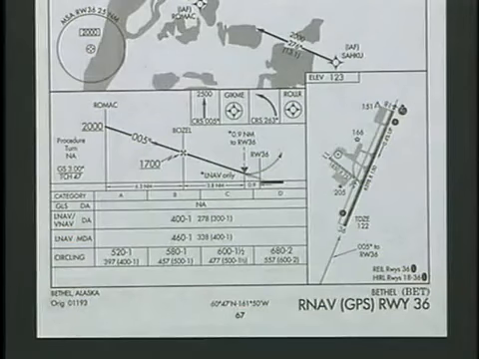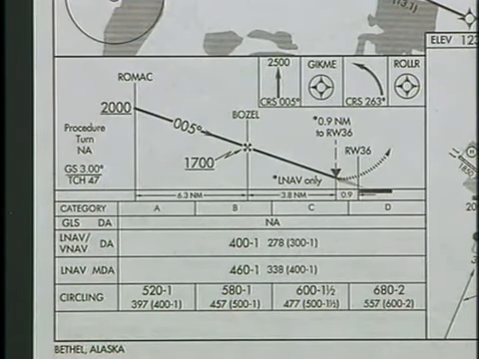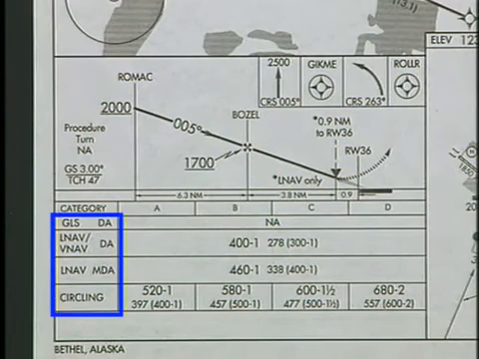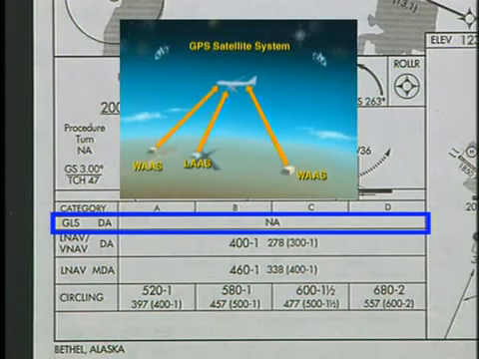Now let's look at RNAV minimums. On certain RNAV charts, you may see some major differences in the descent minimum format, along with new terminology. The new RNAV chart format may include minimums for GLS, LNAV VNAV, LNAV, and circling approaches. GLS minimums identify precision approaches that require the use of the Wide Area Augmentation System to fly precision GPS approaches. They are currently not in use.